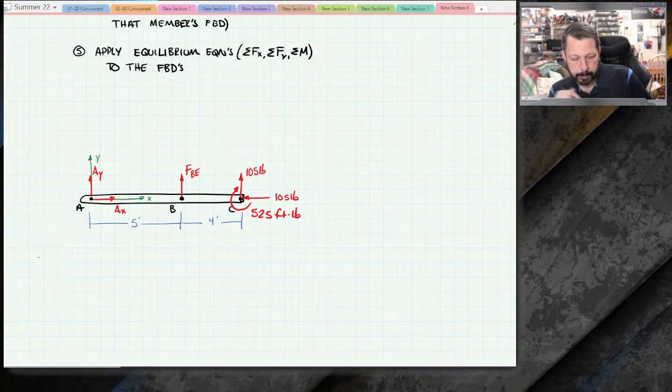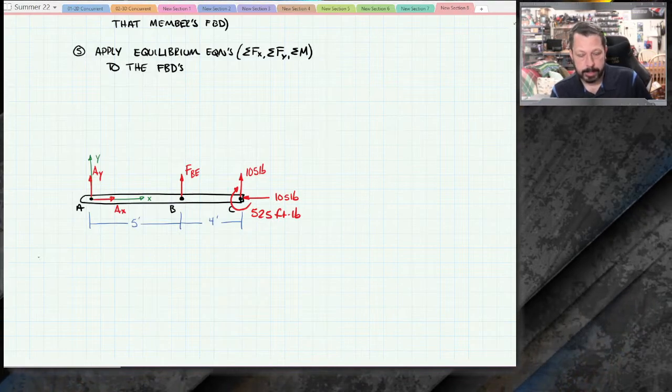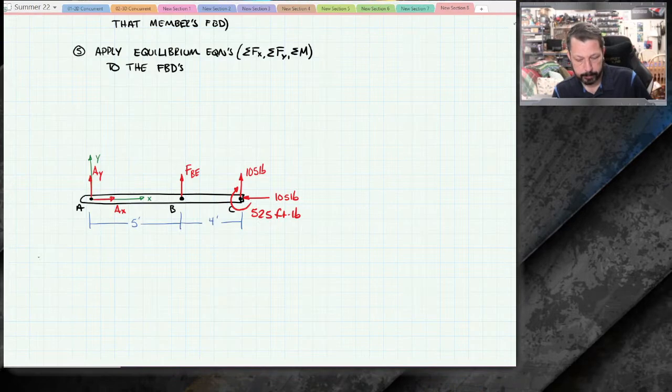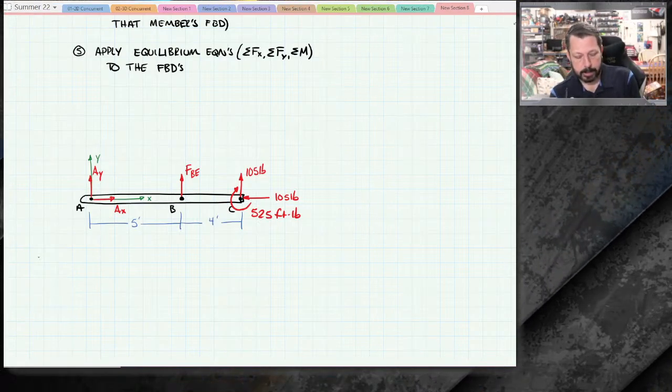At this point, you may or may not be able to apply all of those equilibrium equations. In this case, we actually can. There's three unknowns, AX, AY, and the force in BE, and I have three equations, so I should be able to solve for all of these.